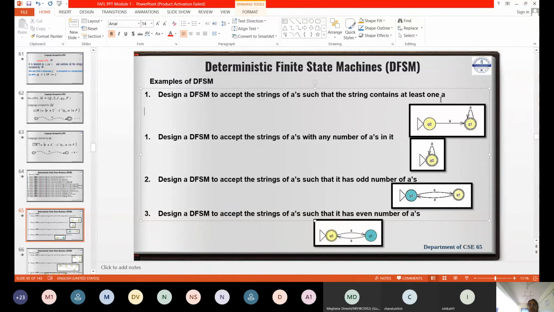It is told at least one A. There is no restriction on the number of A's then. So even for Q1, I have to supply the input A because it is a DFSM. To every state, I have to supply the input symbols. Here the input symbol is only A. So where do I have to give it? You may ask me why I am giving it only to Q1. Why can't I give that A to Q0? I can travel from Q1 to Q0 also, right? Is it or not? Say yes or no.